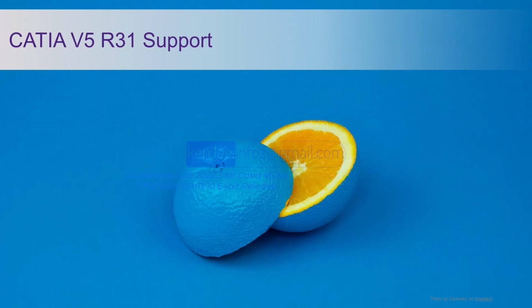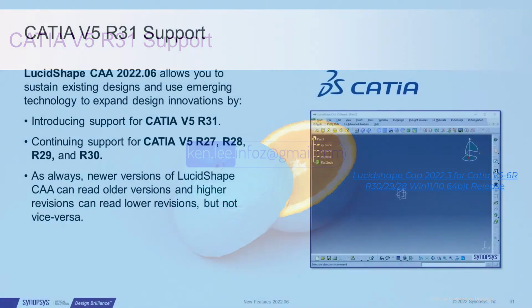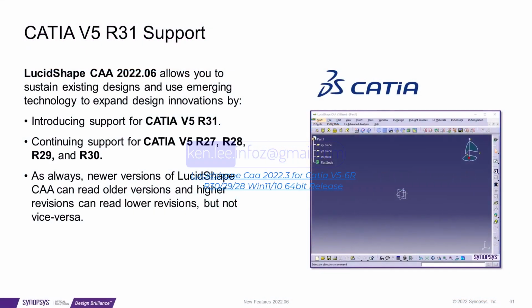The next enhancement is the Catia V5-6R support. Lucidshape CAA 2022.3 now supports Catia V5-R31 and continues to support R27 to R30. As always, newer versions of Lucidshape CAA can read older versions, and higher revisions can read lower revisions, but not vice versa.